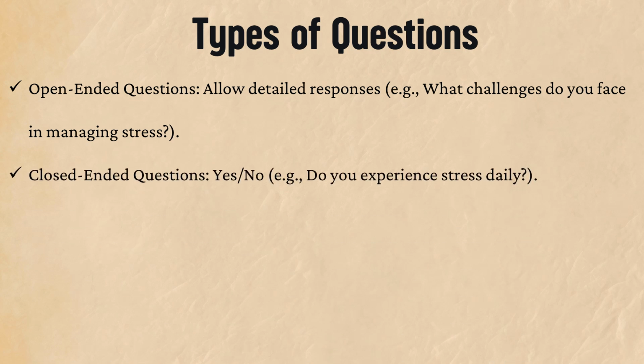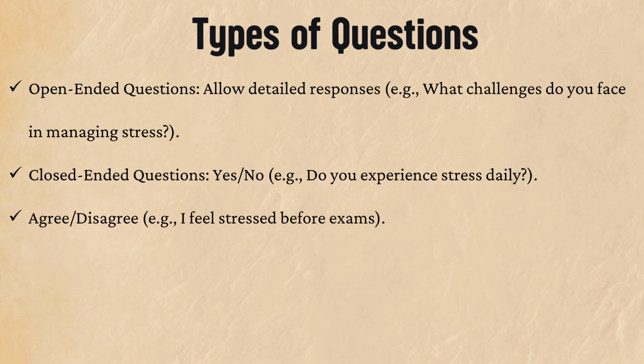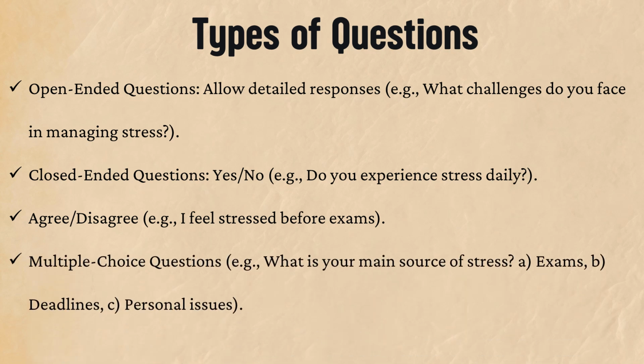Second type is close-ended questions, which includes yes or no, like do you experience stress daily? The answer can either be yes or no. Agree disagree questions, for example, I feel stressed before exams. Agree or disagree? And the third type of close-ended question is multiple choice questions. For example, what is your main source of stress? Exams, deadlines, or personal issues? Each type of question serves a specific purpose, so use them wisely.